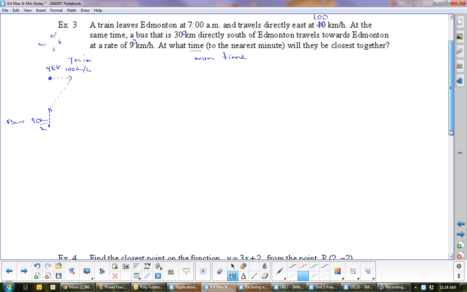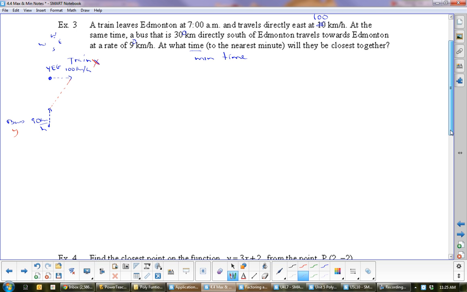Okay, so let's call this X. And we'll call our bus Y. Now we know the velocities. We know the distance that the bus has to go. Okay. So this one is a bit on the trickier side, but once you see it once, okay.